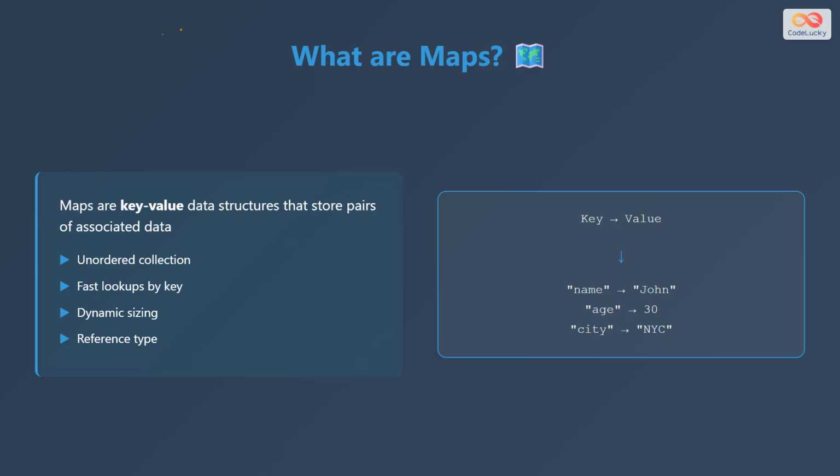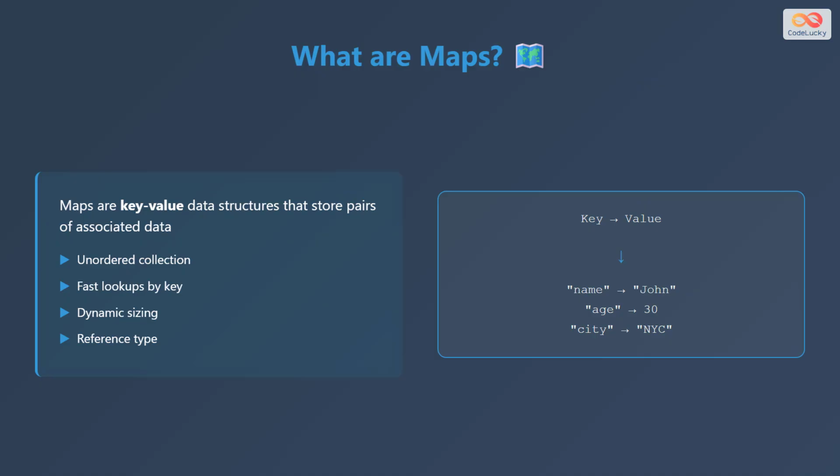So what exactly are maps? Maps are key-value data structures that store pairs of associated data. Here are some key characteristics of maps. They are an unordered collection, which means the elements are not stored in any particular order. They provide fast lookups by key, allowing you to quickly retrieve values based on their associated keys. Maps have dynamic sizing, so they can grow or shrink as needed. Maps are reference types, so when you pass a map to a function, you are passing a reference to the original map, not a copy.